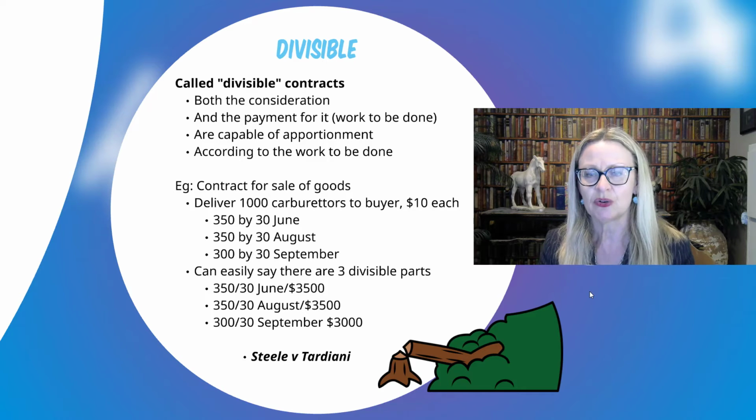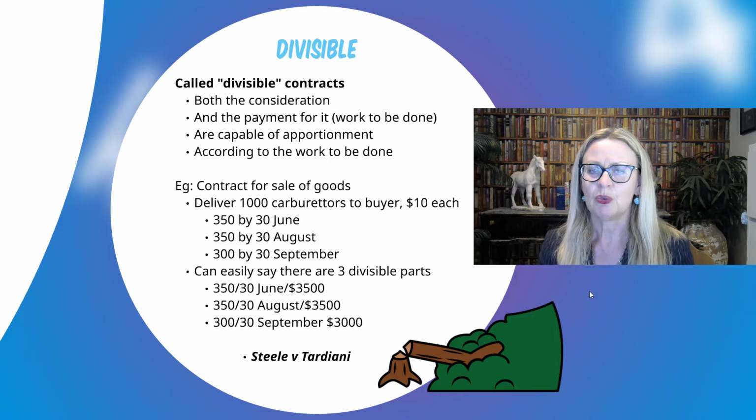So if we had a contract for the sale of goods to deliver 1,000 carburetors at $10 each, 350 by end of June, 350 by end of August, 300 by the end of September, you can say that there's 3 severable parts.